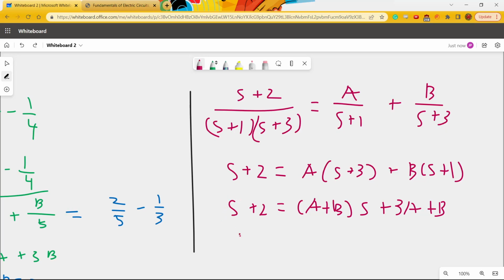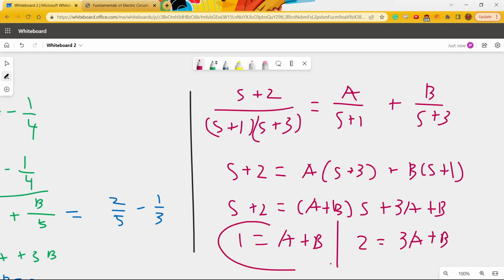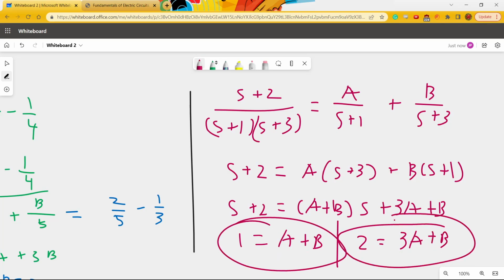So that means that 1 is equal to a plus b, because 1 is the coefficient of s on the left, and a plus b is the coefficient of s on the right. Similarly, the constants are the same, so 2 is equal to 3a plus b. This means we now have a system of equations in a and b. There is going to be one set of a and b that solves this system of equations.